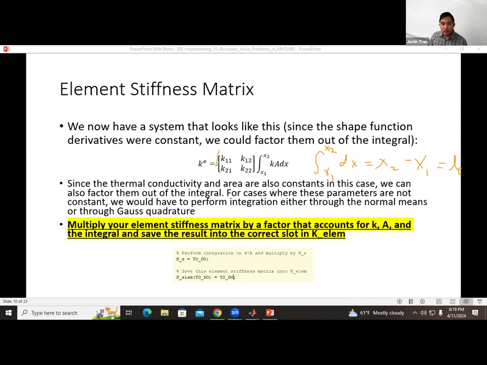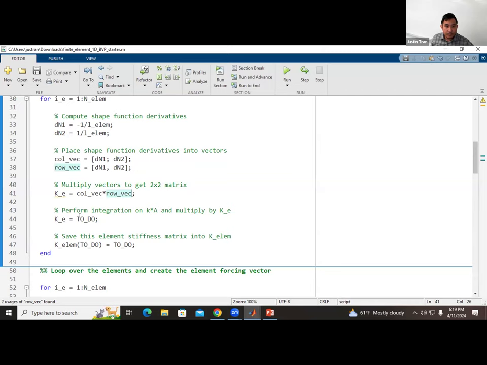And so we've just computed this part here. We've multiplied our column vector and row vector together to get this 2x2 matrix. To complete the element stiffness matrix, we need to multiply by k, by A, and by the length of the element, which is the result we got from the integral. So let's go ahead and do that. This line right here performs the integration, so KE is equal to KE multiplied by k times A, times the length of the element.